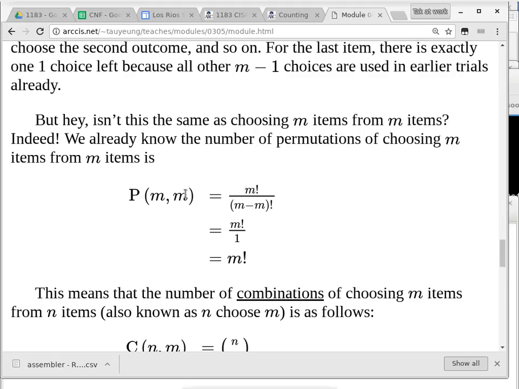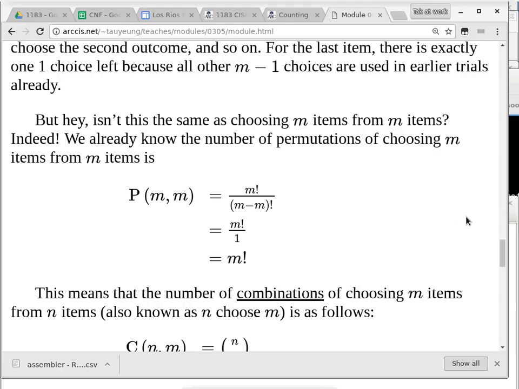Yep? Why is 0 factorial 1? Because how many ways can you choose nothing? There's only one way. How many ways can you represent an empty set, basically? You got nothing, so how many ways can you represent that? Just one.